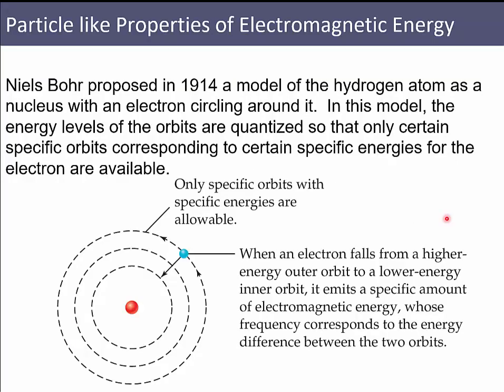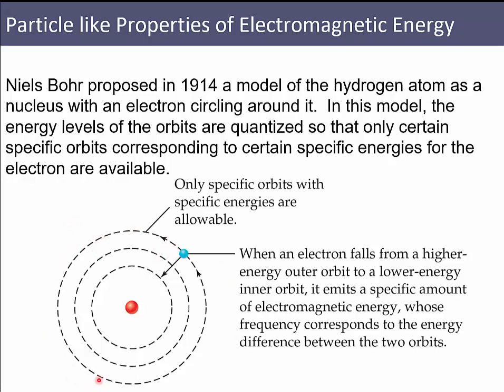Now on to our Bohr theory. Niels Bohr proposed in 1914 a model of the hydrogen atom as a nucleus with an electron circling around it. This is sometimes called the planetary model. In this model, the energy levels of the orbits are quantized so that only certain specific orbits, corresponding to certain specific energies for the electron, are available. So you've got one nucleus that's like the sun, and then you've got an electron orbiting around it, much like a planet orbits around the sun.